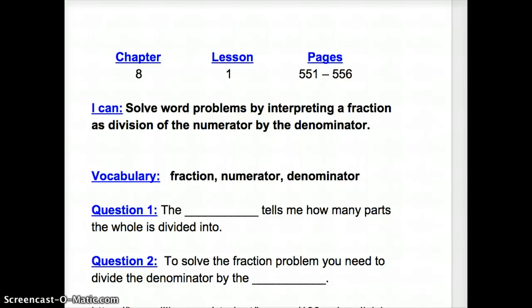Today we are learning about Chapter 8, Lesson 1, which can be found on pages 551 through 556. Our objective is: I can solve word problems by interpreting a fraction as division of the numerator by the denominator.